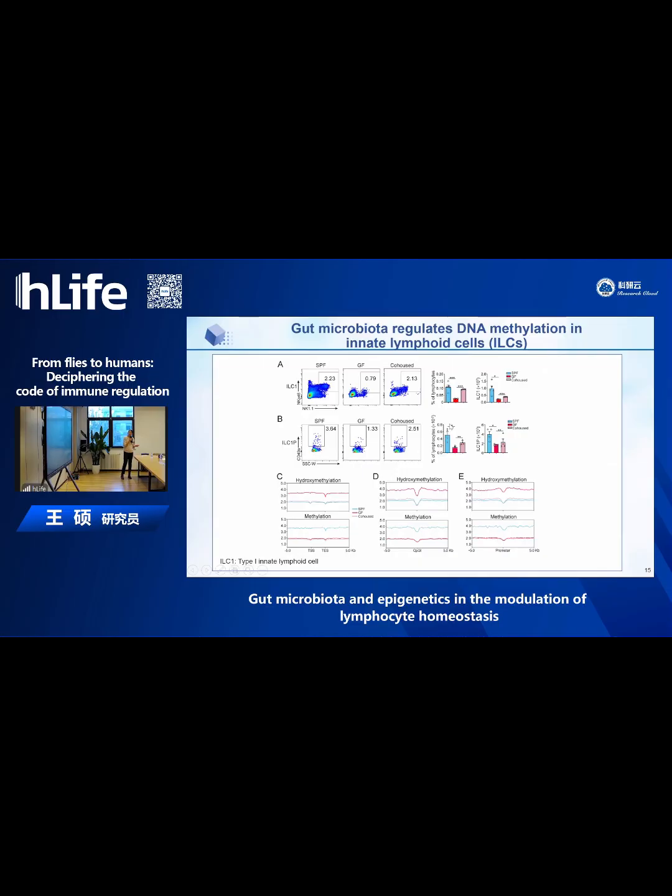When we use the germ-free mice, the mice do not have any bacteria in their gut or in their body, and the germ-free mice have very little numbers of the ILCs, especially ILC1. When we isolated the ILC1 in the gut of the germ-free mice, the number significantly decreased.